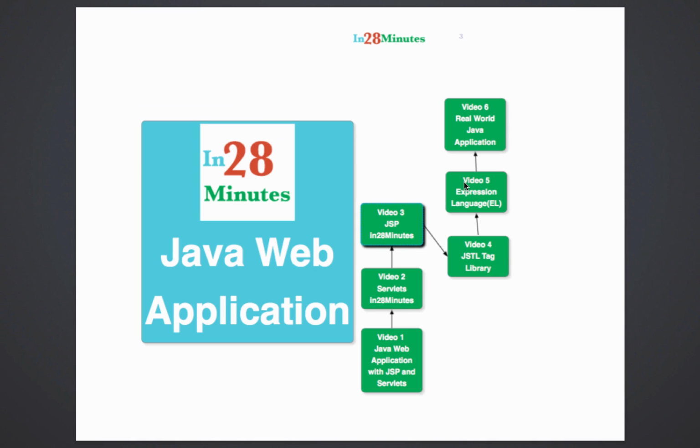This tutorial is video number 5 in the series of videos where we are developing your first Java web application. We started with developing your first Java web application. We learned what servlets are, JSPs are, then we learned what JSTL tag libraries are, and now we are going to learn about expression language. In the next video, you would learn how to play with a real world Java application.